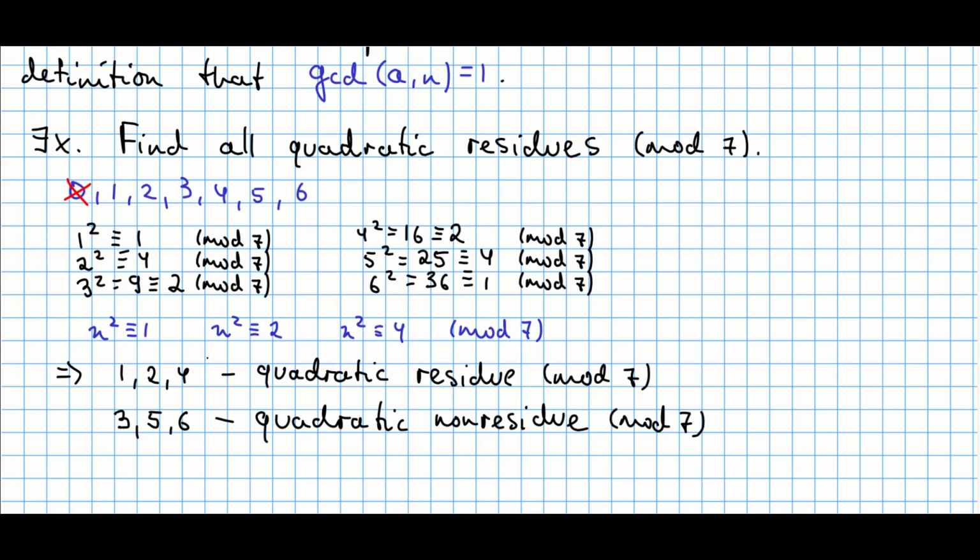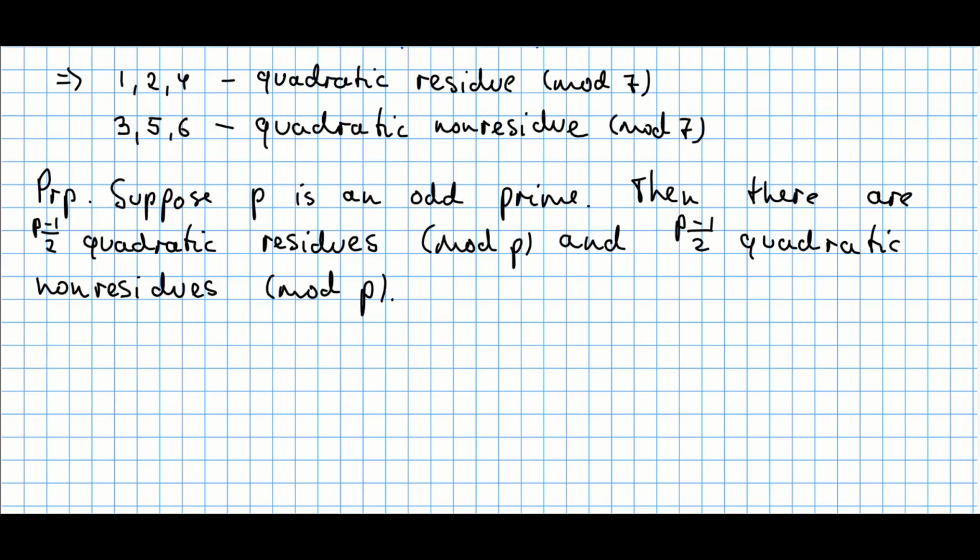And in this specific case, you probably see that we have 3 quadratic residues and 3 quadratic non-residues. So we have an equal amount of residues and non-residues as well. Now here's a general proposition for the following note.